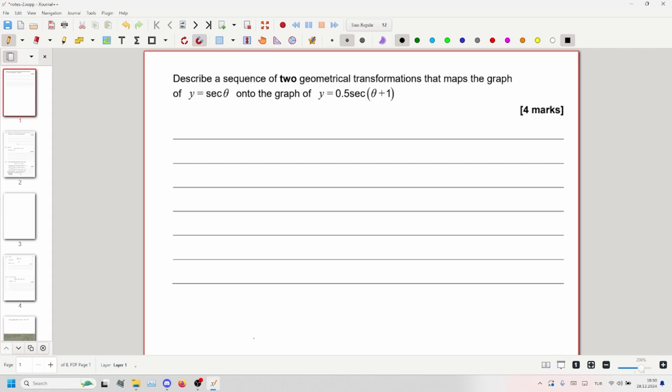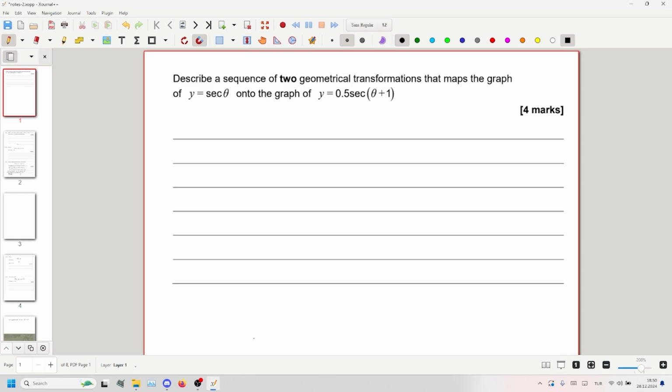Today I'm going to be solving some questions on A-level trigonometry and transformation of functions. Alright, now let's begin. I have a couple of questions here. So let's begin with this one. This is a pretty simple question. Let's see. It wants us to describe two geometrical transformations that map this function onto this function.